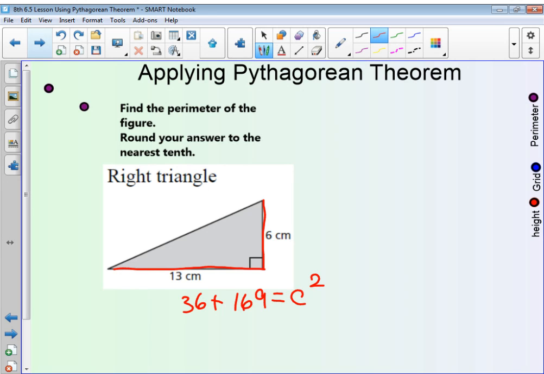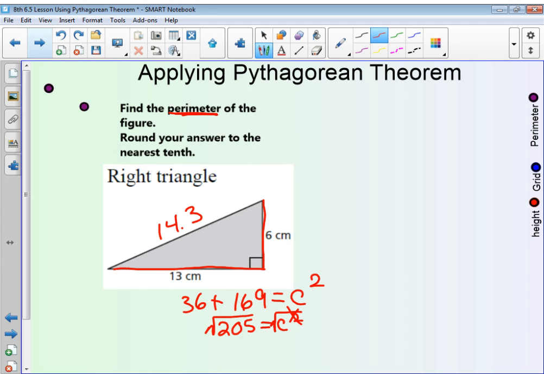So 169 plus 36 gives me 205 equals c squared. And then to get rid of the squared, we're going to do the square root. So that's gone. So the square root of 205 gives me 14.3. Okay, so now if they wanted to know the perimeter, because we're extending on what we did back in the Pythagorean Theorem section, which I think was section 2 of this chapter, they want us to find the perimeter. So they're adding a step to something that we have previously learned.